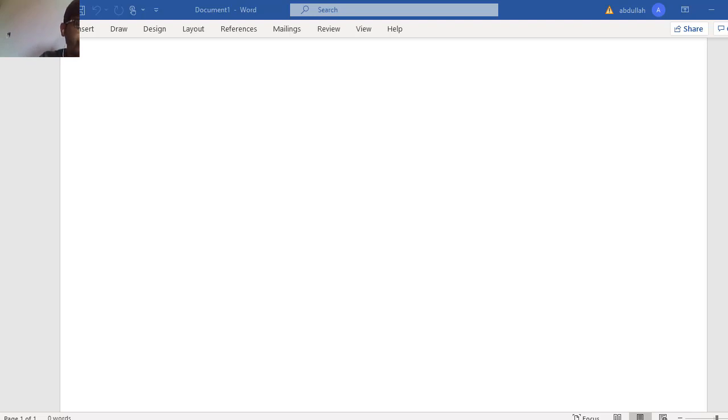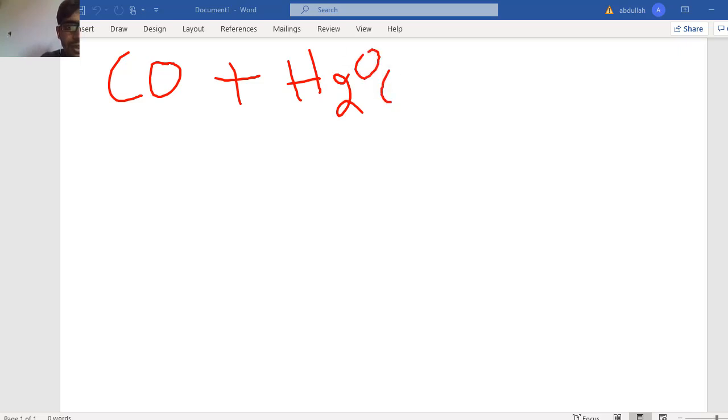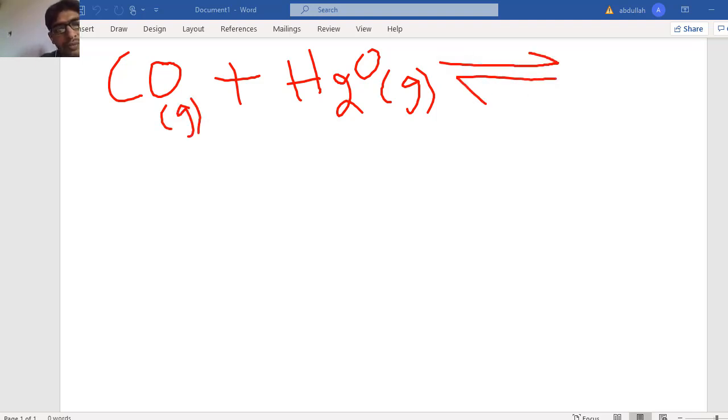For example, carbon monoxide gas reacts with water gas, and it forms carbon dioxide gas plus hydrogen gas.